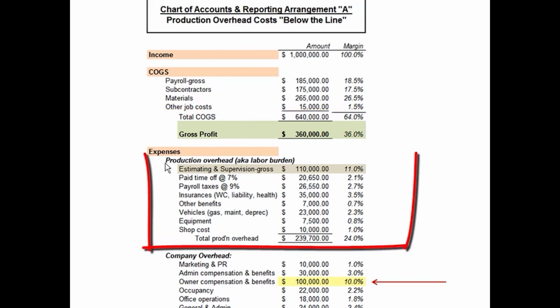And then, of course, we still have to subtract out our production overhead costs. Now, here are some of the kinds of things that go into production overhead: estimating and supervision, paid time off, payroll taxes, insurances, other benefits for employees, vehicles, gas, maintenance, and so on, your production vehicles, equipment, shop costs. These are some of the types of things, and lots of times this production overhead is also called labor burden because most of these costs relate to additional costs that you run into for employees. In this case, we're picking up another 24%, so our gross profit has been reduced by this amount.